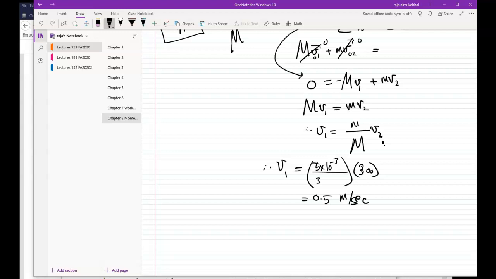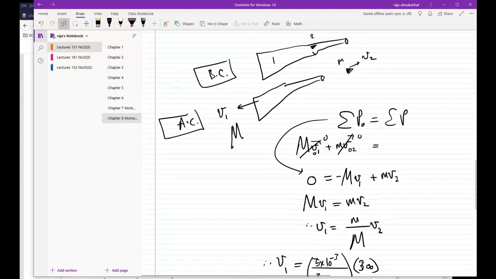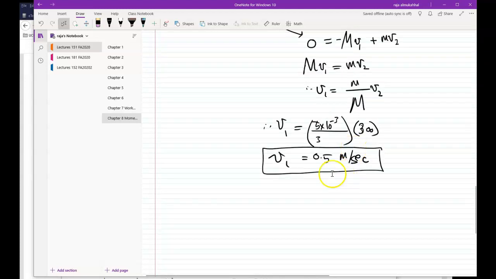meter per second. As you can see, it's extremely slow compared to the velocity of the bullet. Why is that? The reason is because the rifle is extremely massive. If they were both of the same mass, the rifle would recoil with exactly the same velocity as the bullet. You see what I'm saying? But because this is extremely massive, the speed is much slower. You got it? Okay.